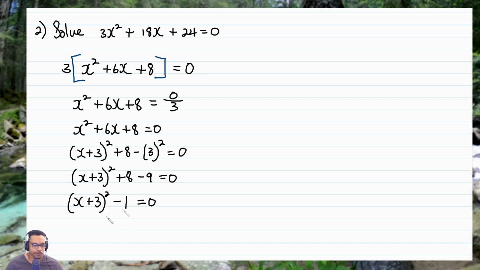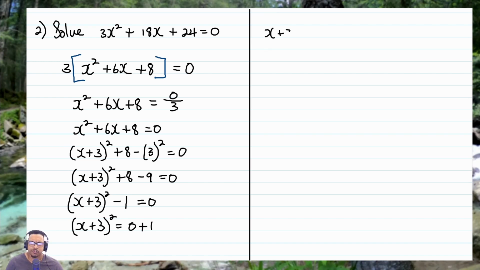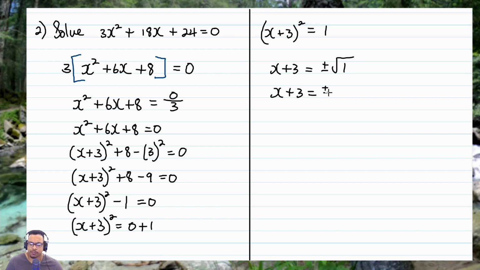Now that I've completed the square, I can transfer this negative 1 across the equal sign and it will change to positive 1. So I'll have x plus 3 in brackets squared is equal to 0 plus 1. So I'll have x plus 3 in brackets squared is equal to positive 1. Now to get rid of this square sign, I'll take the plus or minus square root of this positive 1. So I'll have x plus 3 is equal to plus or minus the square root of 1. Now the square root of 1 is just 1. So what we'll get is x plus 3 is equal to plus or minus 1.